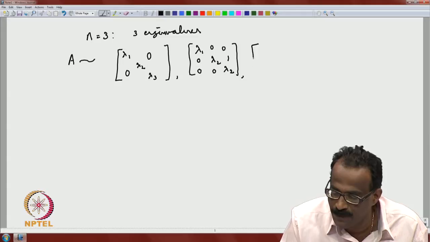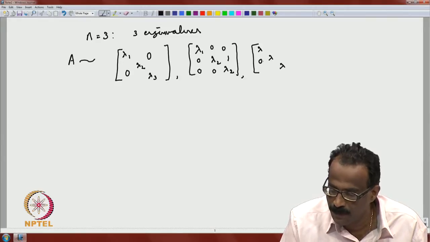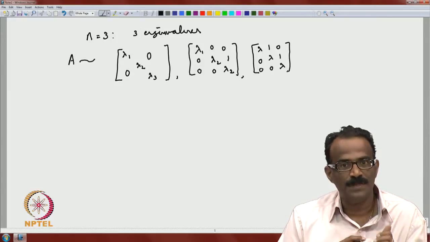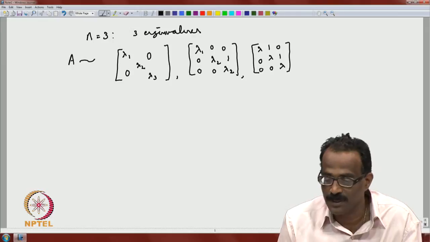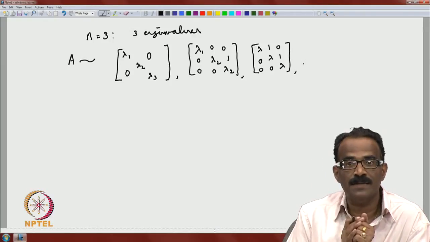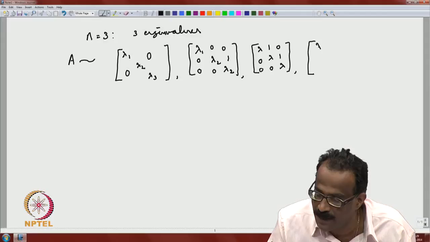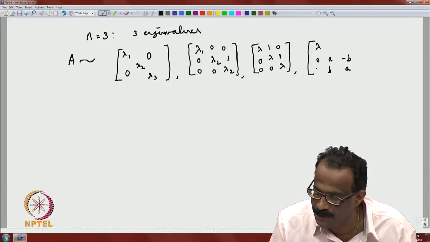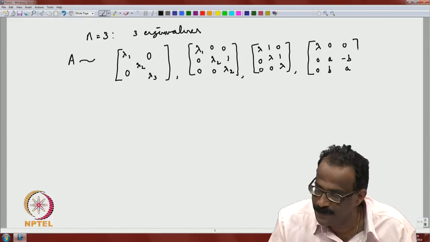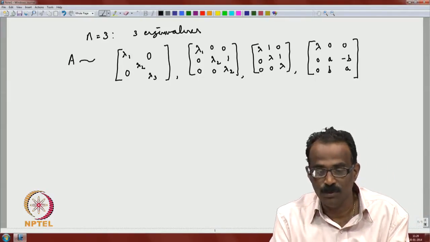You will also have a block of that form, another one lambda, lambda, lambda, with 0, 0 here and the off-diagonal elements 1. This is another block. Typically these are the blocks you are going to get. In high dimensions it will be complicated, with multiple blocks of different types. These are the cases where you have real eigenvalues. Another case is one real and one complex eigenvalue, where you have a block of the form a, minus b, b, a, with 0 here, 0 here, 0 here. And with all these you can compute e power B.